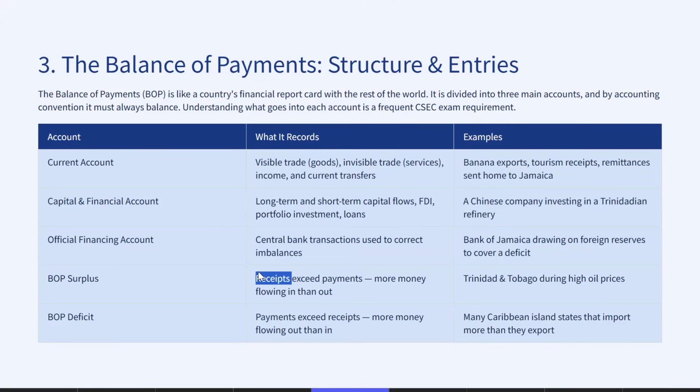Then we look at the financing account. Right. So that is what they would do to try to correct the imbalances in a balance of payment surplus, when you have more exports than imports. I think you'll understand that.